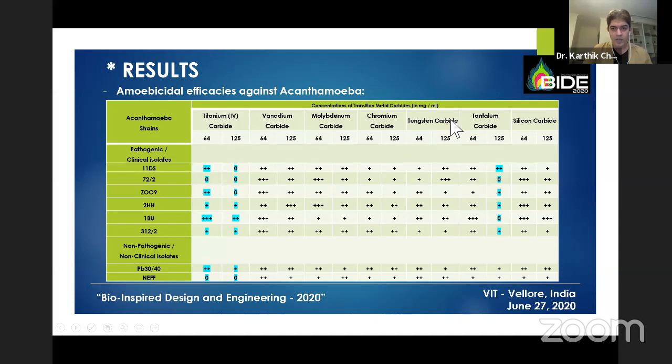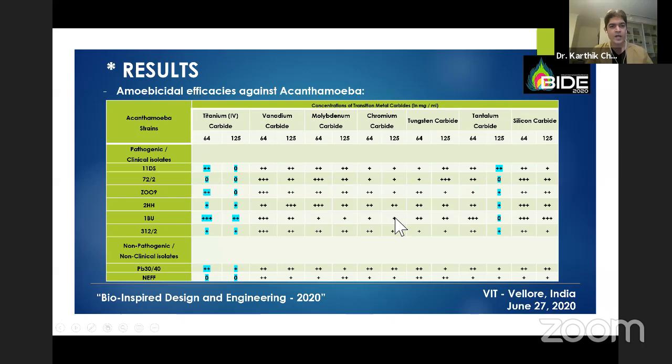So with the simple explanation, what we need to specifically look at to understand which is most effective is to look for the zeros, which I have highlighted, and a minimum of one plus. You can clearly see it's only titanium carbide which has the maximum number of zeros for the different ones, and a couple of one pluses and two pluses, and only one 3+ in the whole set. So effectively, in this amoebicidal efficacy test, it's only titanium carbide which seems to perform very well compared to the others, and tantalum carbide to some extent, and all the others practically being ineffective.